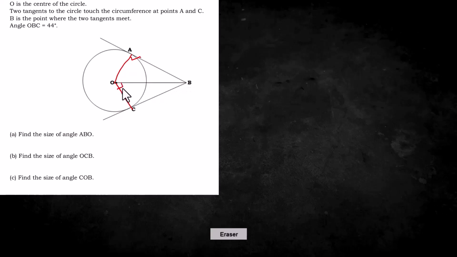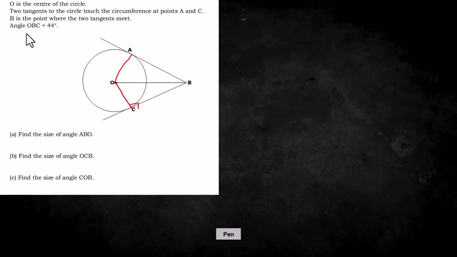Oh, sorry, this side is 90, and this angle is the same as this angle, and this side is also equal to this side. Okay, so once we know these rules, it will be easier and faster. Now let's go to the question.